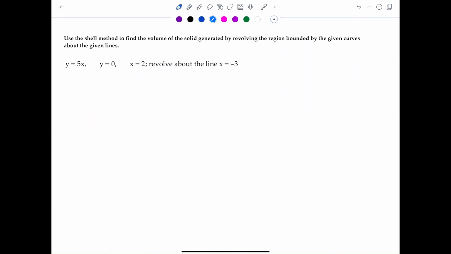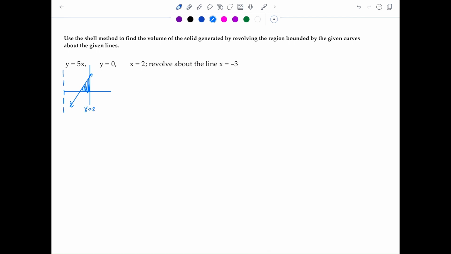Use the shell method to find the volume of the solid generated by revolving the region bounded by the given curves about the given lines. So we have y equals 5x. We know what that looks like, right? Positive slope. y equals 0, and then x equals 2. So we've got this triangle, and we're spinning around x equals -3, which would be over here. So that's my sloppy start of a graph.